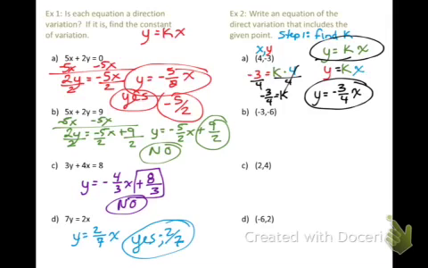Let's try B. That's your y. So -6 equals k times, and then your x is -3. All right, then I divide by -3 because it's multiplying.